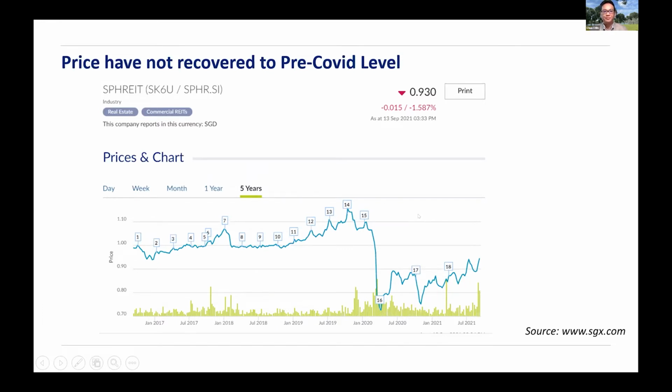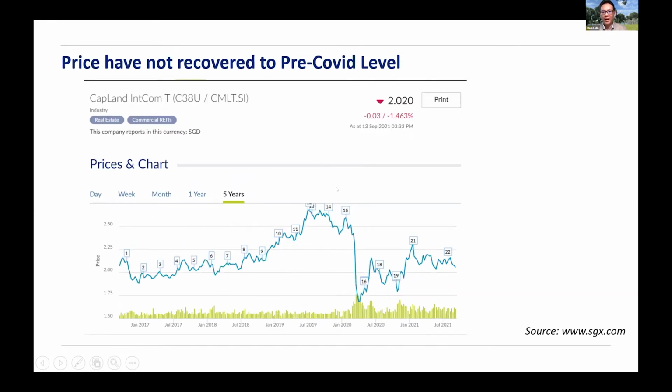So CapitaLand Integrated Commercial Trust. We're talking about some of the grade A offices in Singapore, some of the grade A retail malls in Singapore. And again, they paint the same picture. So I leave it up to you to decide whether this kind of price is fair, doing justice to all these properties.